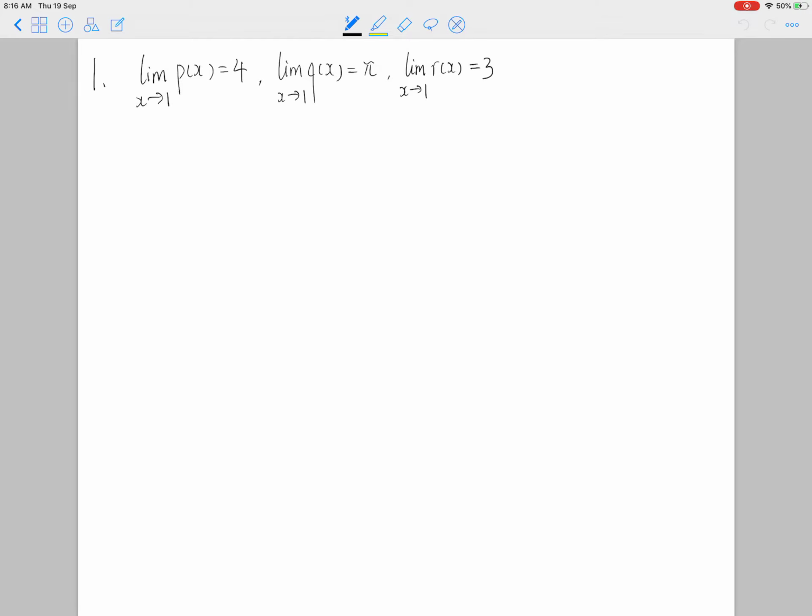Okay, problem 1. The limit of p(x) is 4, the limit of q(x) is pi, the limit of r(x) is 3. So first part, what is the limit of pi p(x) plus q(x) minus q(x) r(x)?